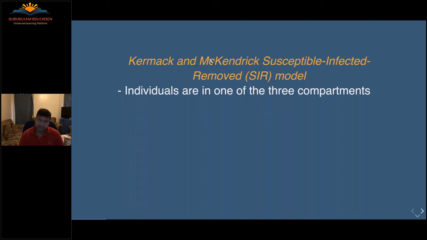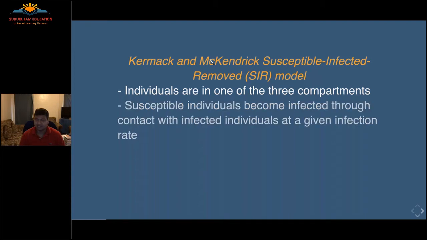And a good place to start would be the Kermack-McKendrick susceptible, infected, and removed model. So the SIR model that you've probably seen on television and heard about maybe 1,000 times since COVID-19 started in India. Okay, so how does this work? So you have 3 compartments. So people are in 3 different compartments. The first compartment is called the susceptible compartment.